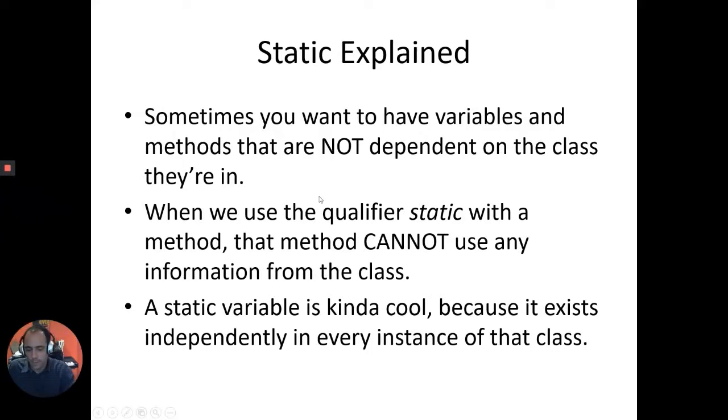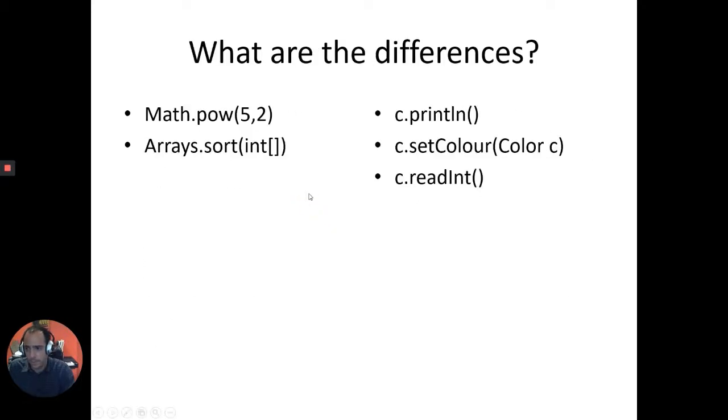So for now, let me just show you some examples of static versus instance in Java itself that already exist, that you've probably already used in your beginning programming. Look at the ones on the left for a second and look at the ones on the right. One set of methods is static and one set are instance. Can you tell the difference between the two? There's something different in the way that they're called and the way that they're used.